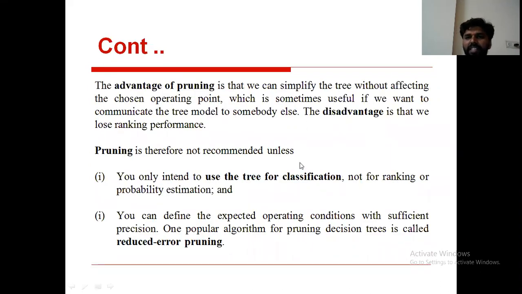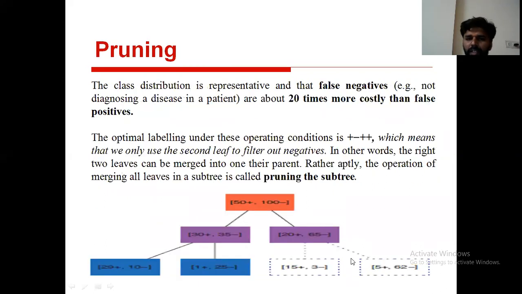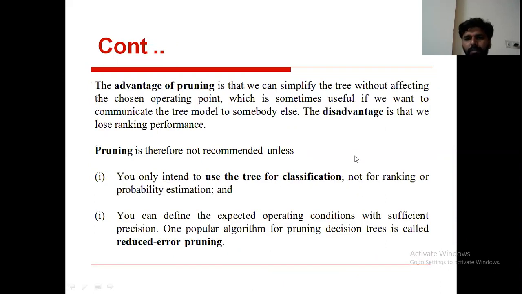And the disadvantage is, if you are removing these two segments, we need to give ranking for these only: 29 positives, 10 negatives, 1 positive, 25 negatives, and 20 positives and 65 negatives. Right? What about these two? These two segments are pruned. The disadvantage here is we are losing the ranking performance.